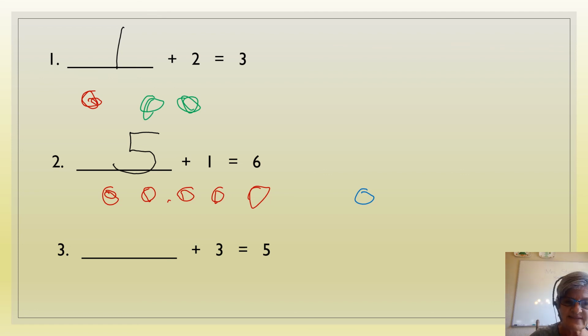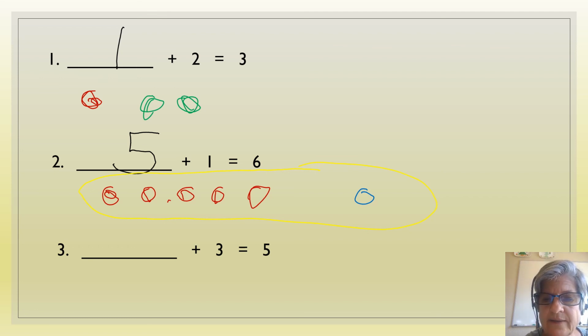So now let's count all my red and my blue ones to see if I have 6. Ready? 1, 2, 3, 4, 5, 6. Yay! I have 6. Now my last problem. It says blank plus 3 equals 5. So I'm going to look at the last number. Yep, the last number is 5. So I'm going to draw 5 circles.